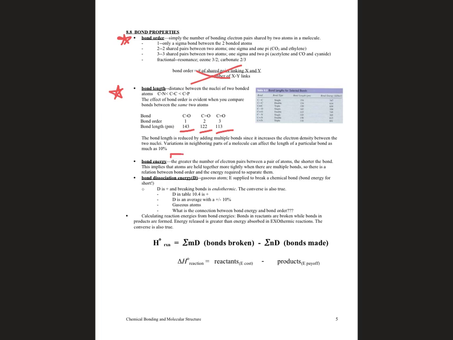So bond energy, the definition here says the greater the number of electron pairs between atoms, the shorter the bond will be. And there's this box right here, that table. You can compare some of those and just look at the distances when they have multiple bonds in there. That's all I really need you to understand about that.